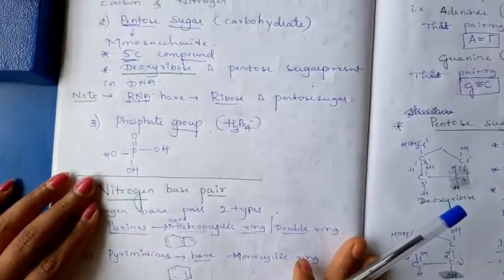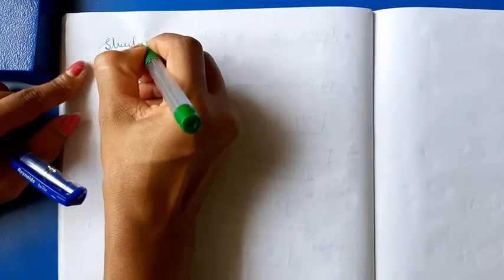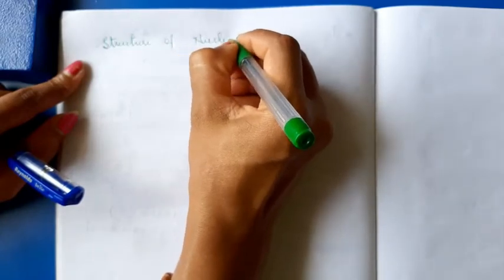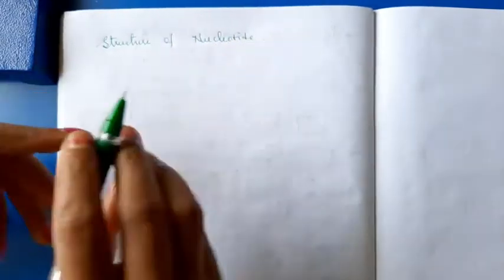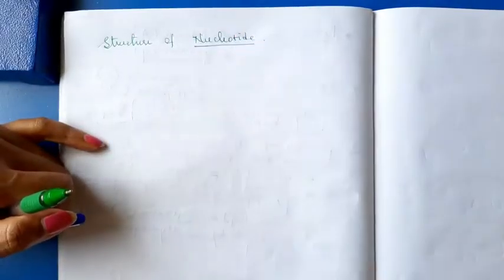Now we will discuss the structure of nucleotide. Firstly we discussed the structure, meaning the components of the nucleotide. Now we can discuss the structure of nucleotide. Okay, the nucleotide in the sense all the three components are present.